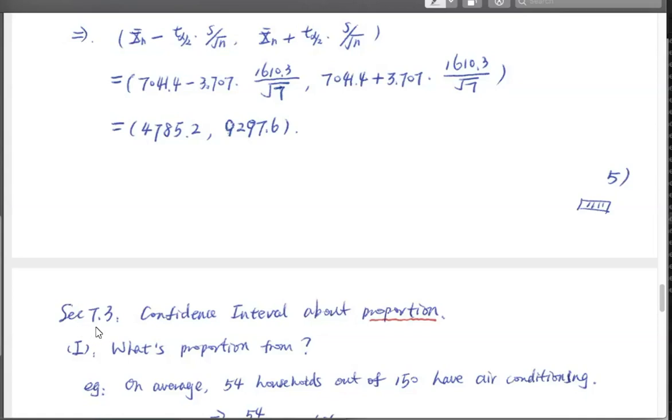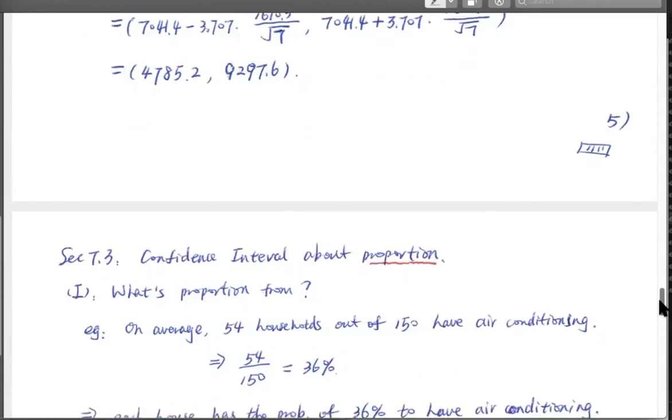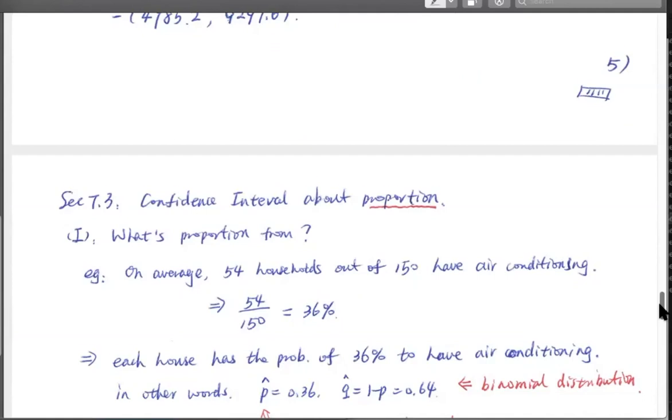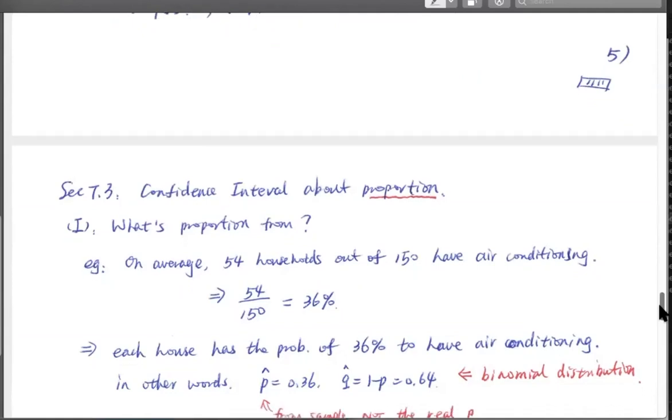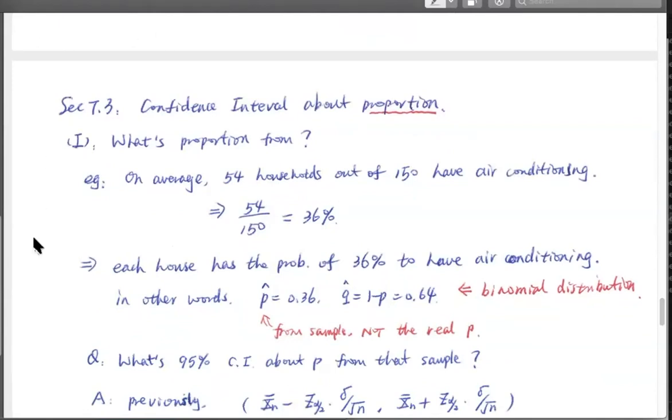Section 7.3. We are going to study the confidence interval for a different situation. We call this proportion. What's happening here is a special case. That's very special because it's the one where you are given less information.